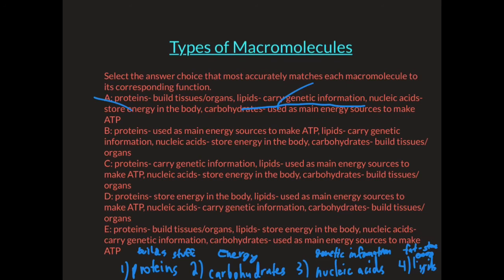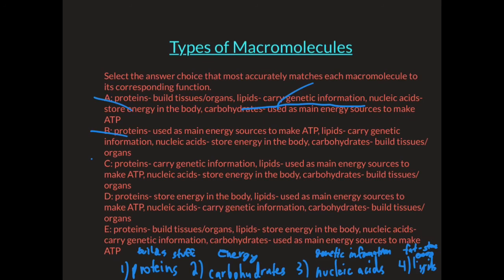B, proteins used as main energy sources to make ATP. I mean, not really, right? Proteins are used to build stuff, but they're not the source of energy used to build stuff. The body can use them, I guess, but they're not the main energy sources. Typically, the body likes to break down things like sugars first, and proteins are usually only a last resort if the animal is starving. So this is probably wrong, but let's keep looking. Lipids carry genetic information. We know this is completely false, so B is also completely wrong.